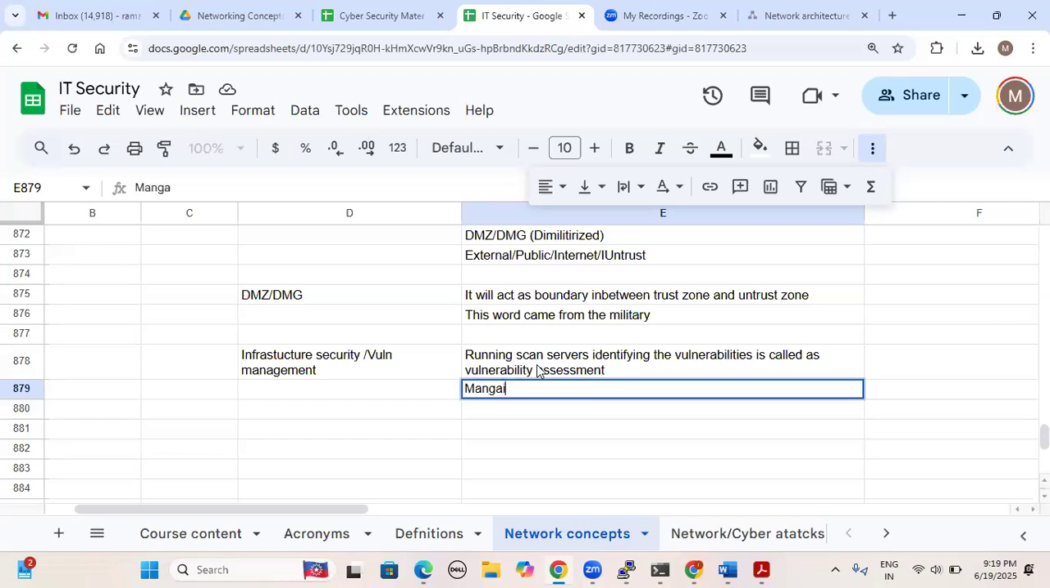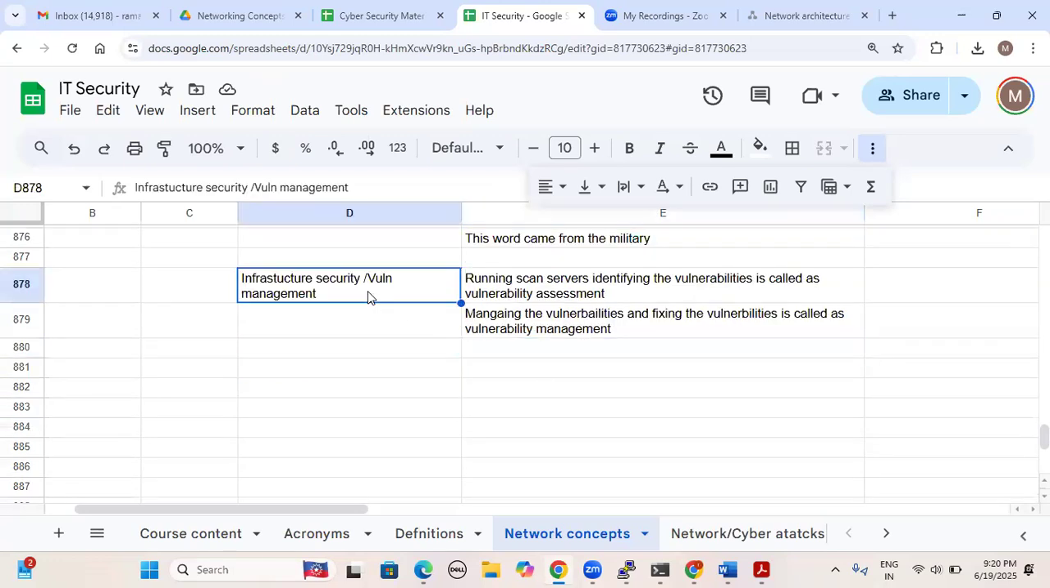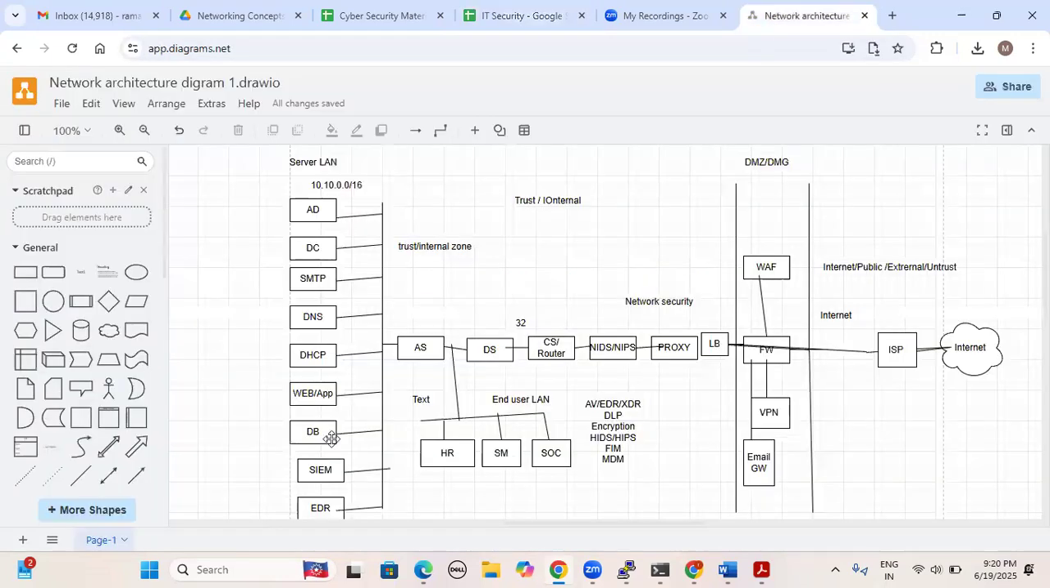Now managing the vulnerabilities and fixing the vulnerabilities is called vulnerability management, or multiple vulnerability assessment scans also we can call vulnerability management. That is our first domain we are going to discuss later. So that is about server LAN, and we discussed all these servers also.